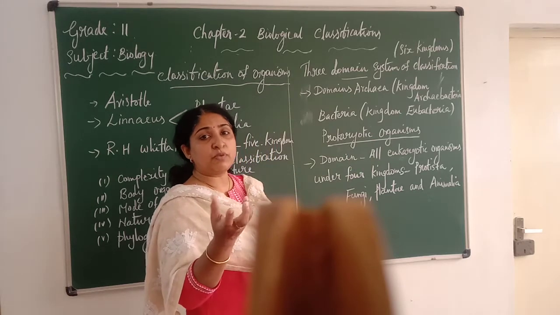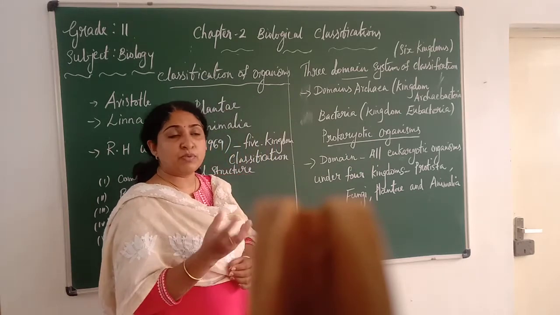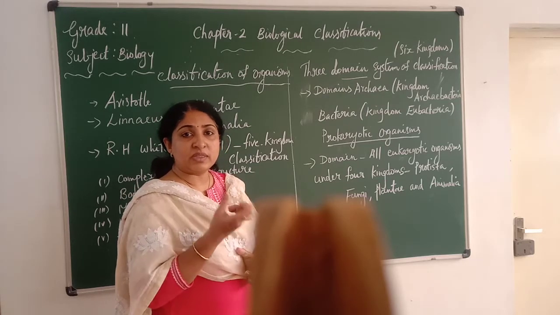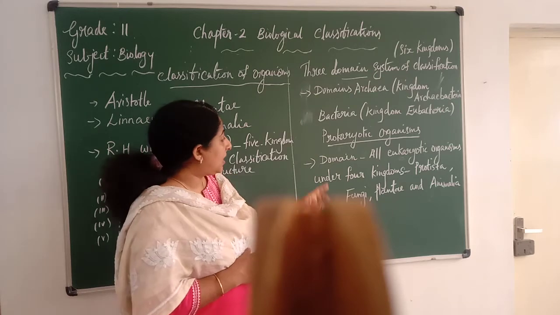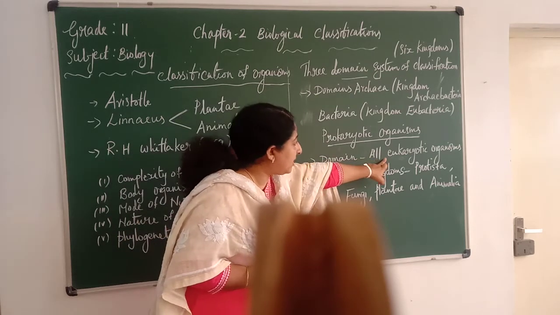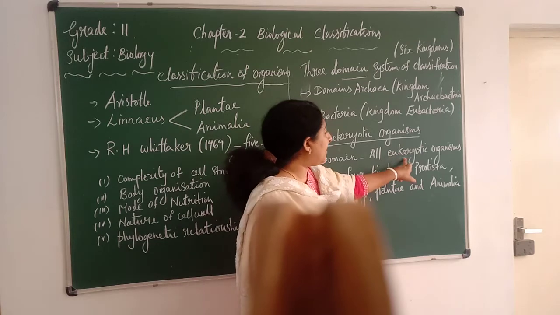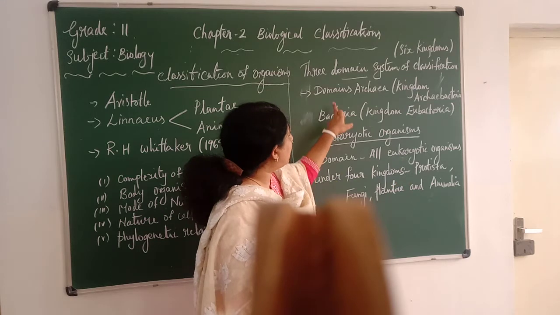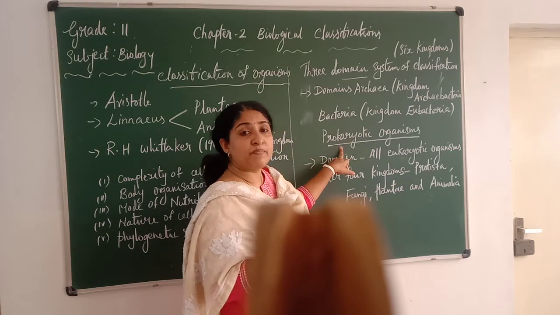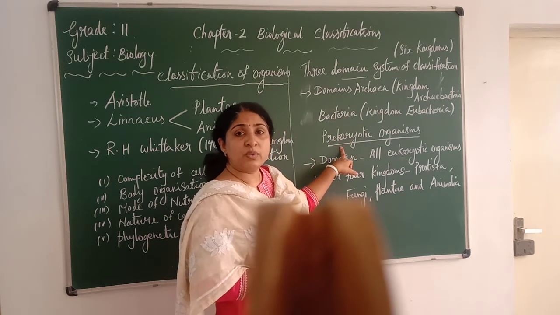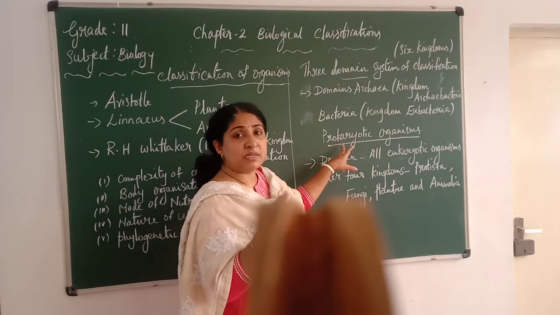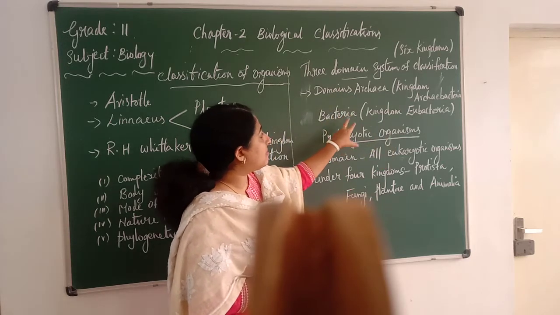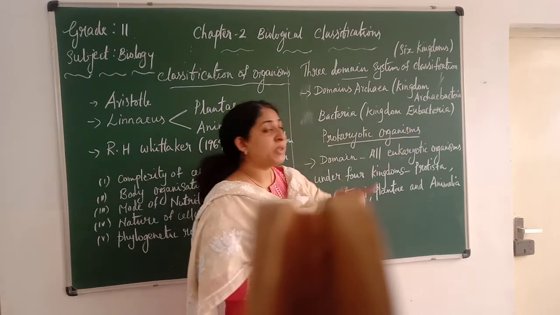Do you know the difference between prokaryotic and eukaryotic? You studied this in the smaller classes, in 8th standard also. Prokaryotic means without nuclear membrane. Eukaryotic, Eu means true, karyon means nucleus: true nucleus. It means nucleus with nuclear membrane. Prokaryotic means nucleus without nuclear membrane. The nucleus is present but there is no nuclear membrane. So all these prokaryotic organisms come under these 2 kingdoms, kingdom Archaebacteria and kingdom Eubacteria.